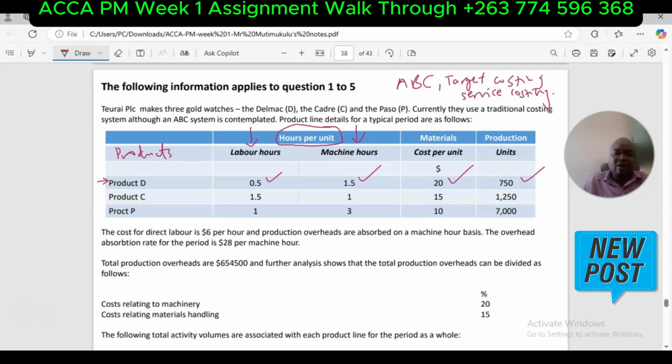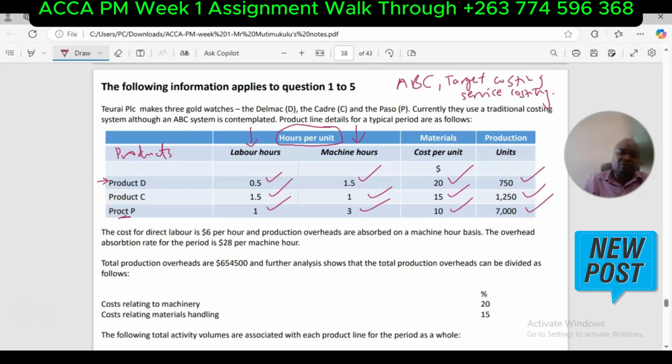You just do the same thing for product C. We can see that they require 1.5 labor hours per unit and then 1 hour of machine time per unit. And then the cost per unit of product C in terms of materials is 15, and we are supposed to produce 1,250 items of product C. And we come to product P, we need one labor hour, and then machine hours, the 3, and then the cost per unit of materials is $10 for product P. Then we need to produce 7,000 items.